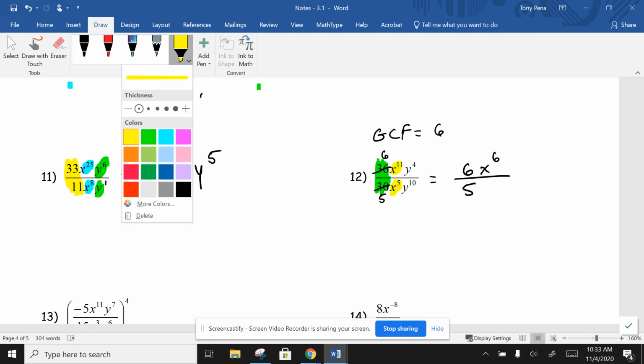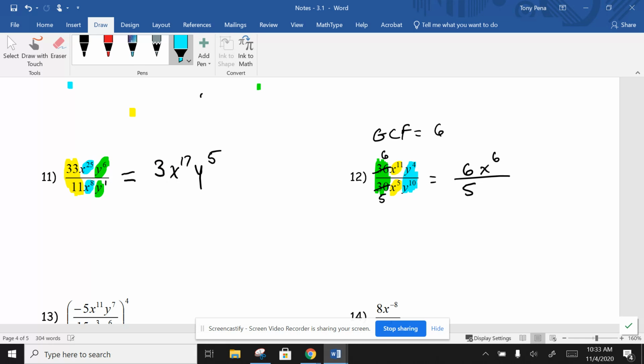And then the last set of like terms are the y's. So between a 4 and a 10, the difference is 6. But you want to ask yourself, where are the extra 6 going to be? Since I have more in my denominator, those extra 6 should end up as a y to the 6th in the denominator. Okay? So that's our final answer, 6x to the 6th over 5y to the 6th. All right?